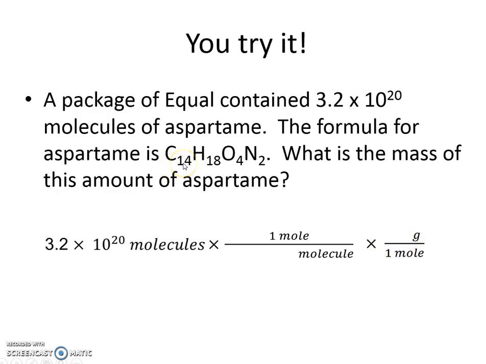Well, we calculate 14 times 12.01, 18 times 1.008, 4 times 16, and 2 times 14.01. There's Avogadro's number, and that's the sum of those, the molar mass here. We multiply through to 3.2 times 10 to the 20 divided by 6.022 times 10 to the 23rd times 278, and we get 0.15 grams. Remember, if you're not getting the same number that I have here, then what you need to do is watch that video on how to use your calculator.